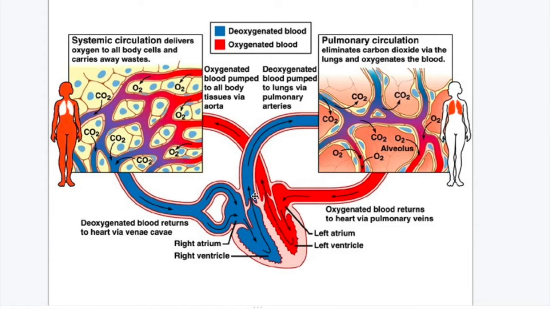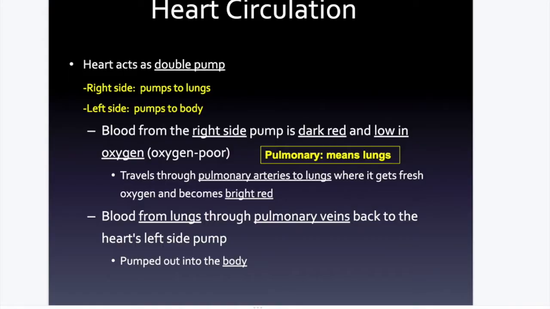Okay, so if we look at that, we say that the heart, because it acts as two separate pumps, we call it a double pump. What that means is that the right side of your heart pumps blood to your lungs, and the left side of your heart pumps blood to your body. If we were to look at the blood inside the right side of your heart, it would be dark red because it's low in oxygen, or we call it oxygen poor blood or deoxygenated blood.